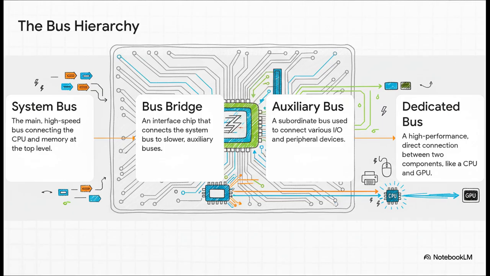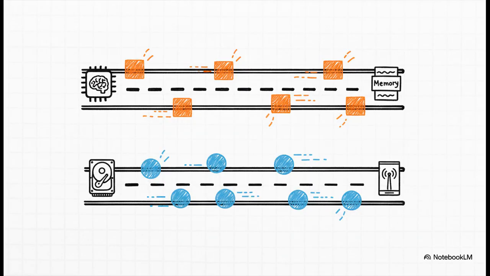And some parts, like a powerful graphics card, get their very own dedicated express lanes straight to the CPU for the best possible performance. And the genius of this tiered structure is that it allows for something called concurrency. What that means is different data transfers can all happen at the exact same time on different buses without getting in each other's way.